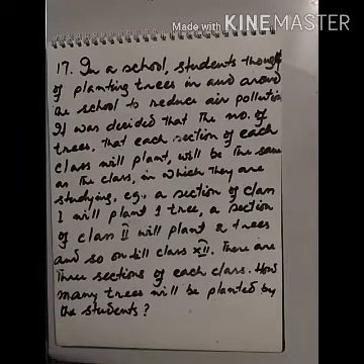Here is the question. Question number 17. In a school, students thought of planting trees in and around the school to reduce the air pollution. It was decided that the number of trees that each section of a class will plant will be the same as the class in which they are studying. Example, a section of class 1 will plant 1 tree. A section of class 2 will plant 2 trees, and so on till class 12. There are 3 sections of each class. How many trees will be planted by the students?